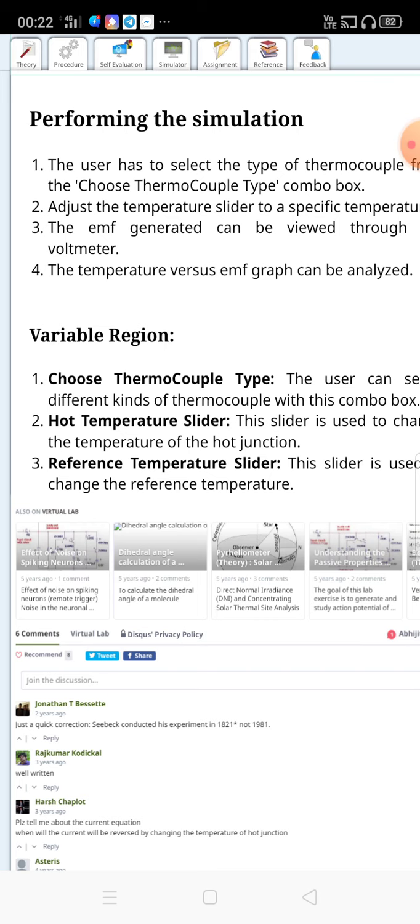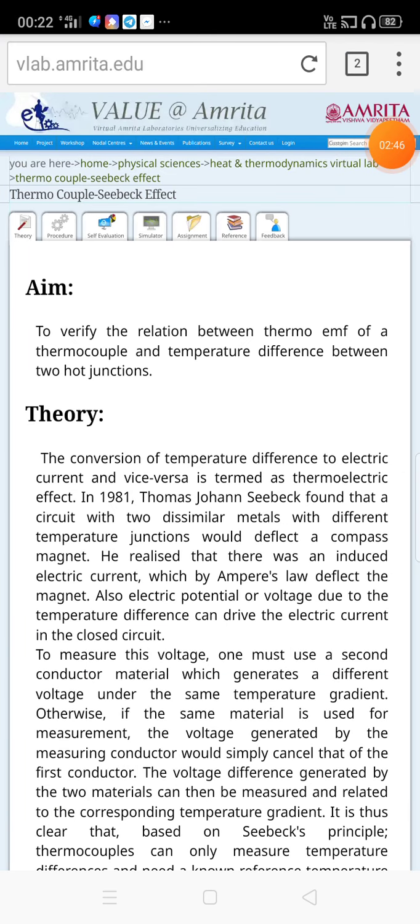Then I am giving some little idea of the practical, the Seebeck effect, so that you will learn what the Seebeck effect is. First, note the aim of the practical: to verify the relation between thermo EMF of a thermocouple and the temperature difference between two hot junctions.